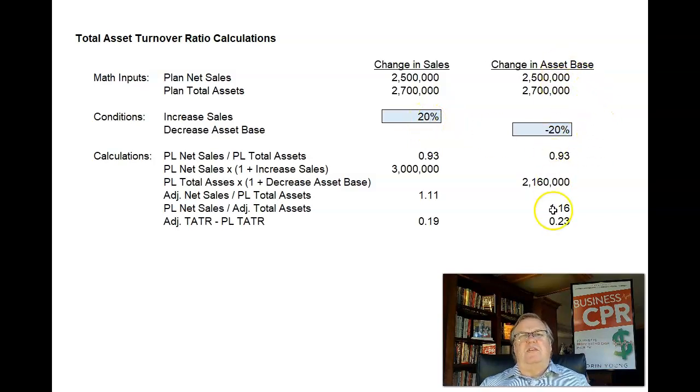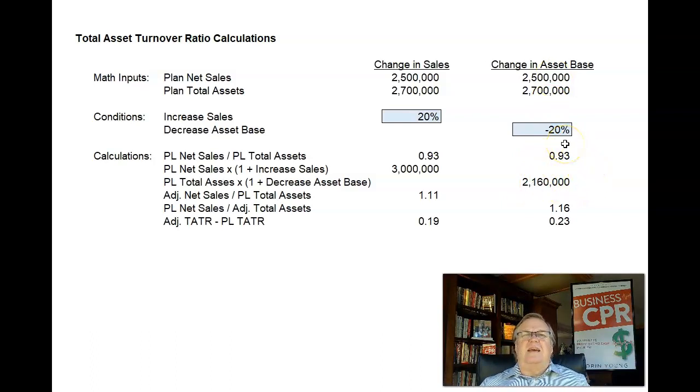Now let's look at it from a change in the asset base. In other words, the business steps back and says, I've got 20% of my assets that are never going to contribute to the sales that I need them to contribute. So you unload those assets. You remove them from the business, and you can see here that you actually get a 23-point bump by unloading 20% of the assets. Now you're dividing this 2.5 million in sales by 2,160,000 in assets.